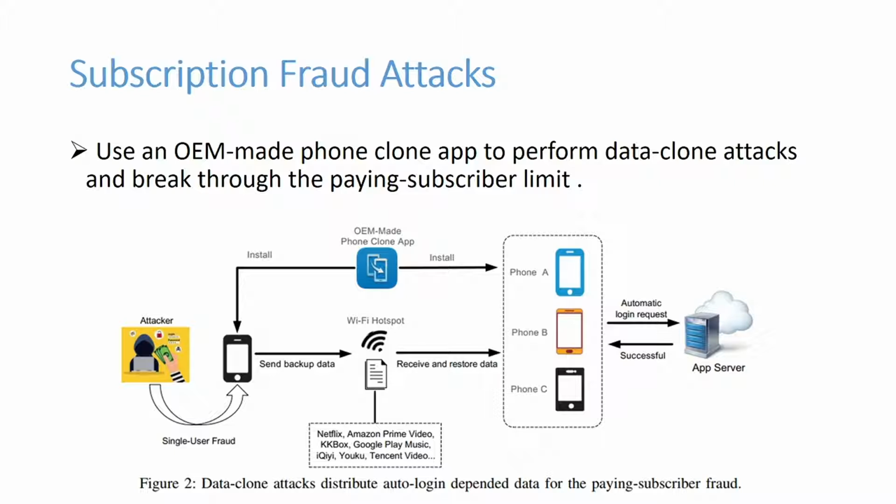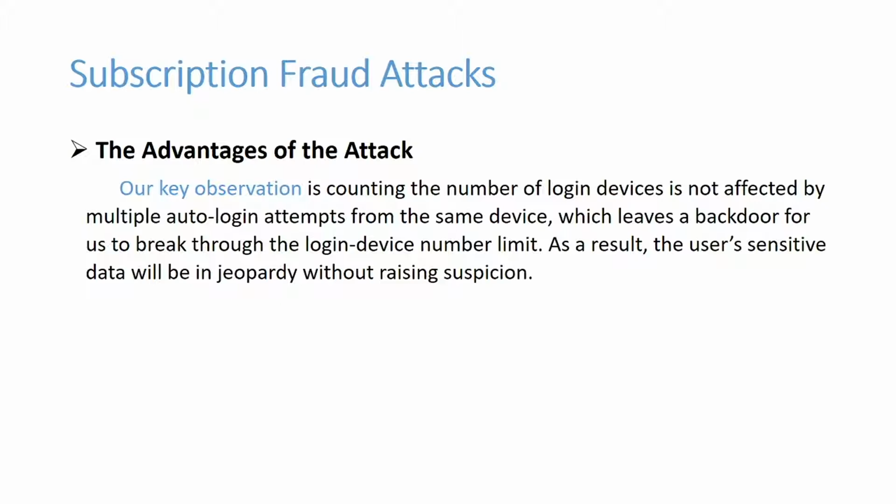Figure 2 shows the process of a fraudulent attack. The attacker transfers the backup data in one phone to 3 other devices. The devices accept and restore the backup data and then start an automatic login request, and the server responds to them successfully. Some well-known apps have been damaged. Fraud attacks have some advantages. As a result, the user's sensitive data will be in jeopardy without raising suspicion.